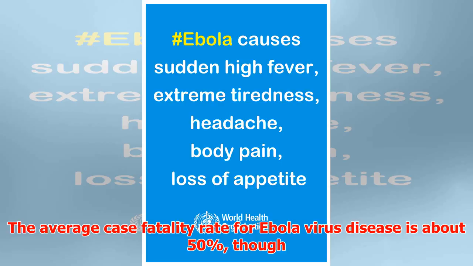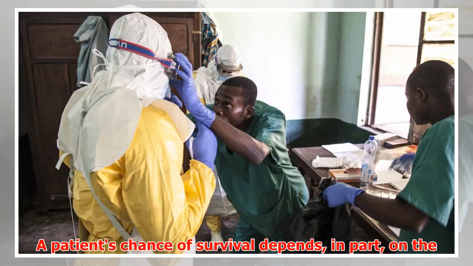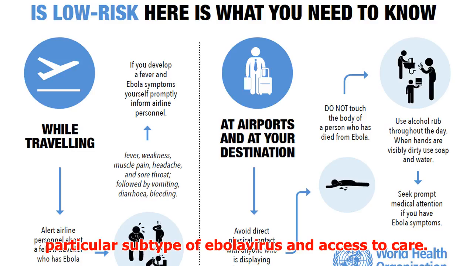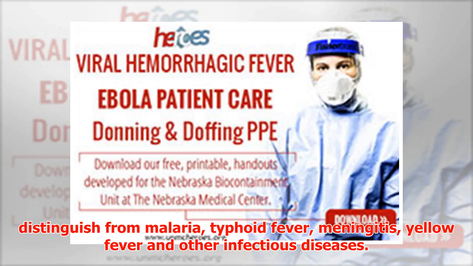The average case fatality rate for Ebola virus disease is about 50%, though this rate has varied from 25% to 90% during past outbreaks. Patients' chance of survival depends, in part, on the particular subtype of Ebola virus and access to care. In the early stages, diagnosis is difficult since Ebola can be difficult to distinguish from malaria, typhoid fever, meningitis, yellow fever and other infectious diseases.